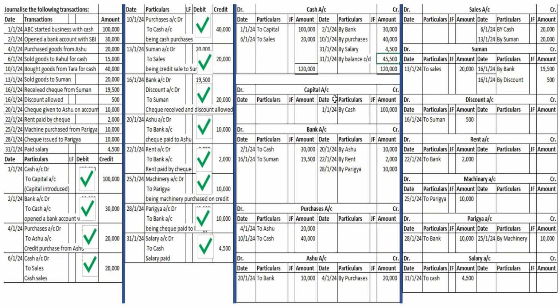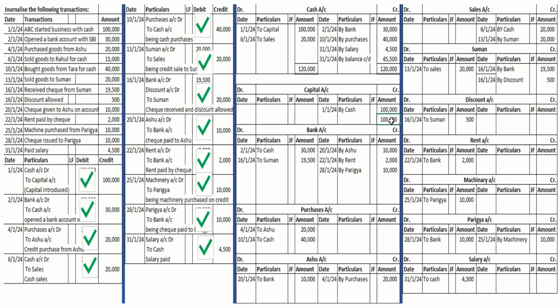So the capital account, and the assets and liabilities accounts, we will be balancing and carrying forward, and for expenses and all we will be just making the total for preparation of the trial balance. Now I will be showing you. See, here in the capital account the total was 100,000.